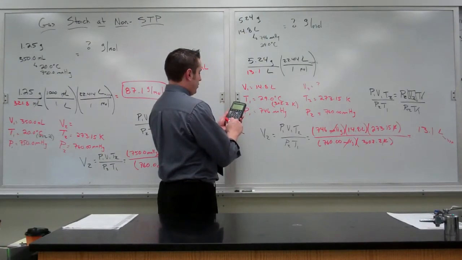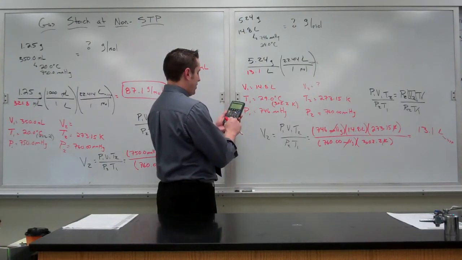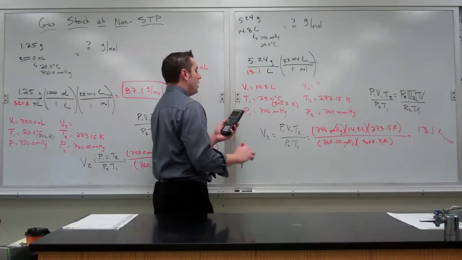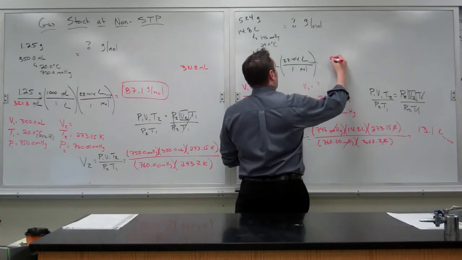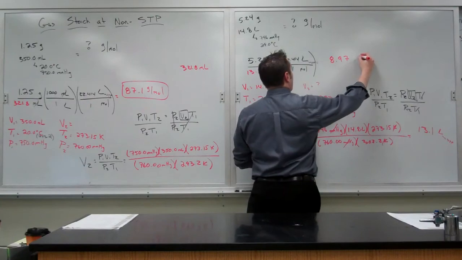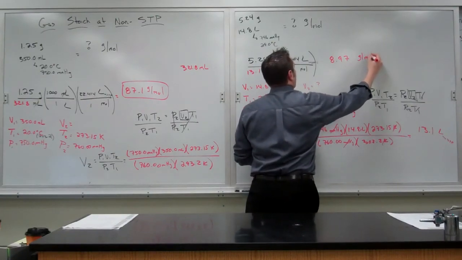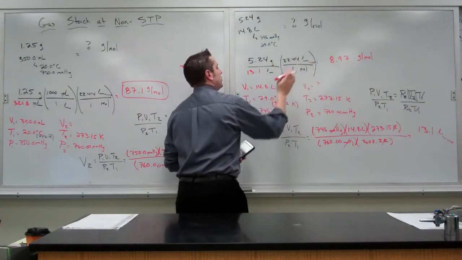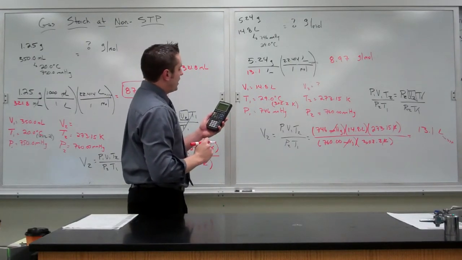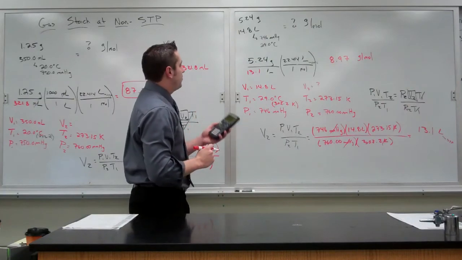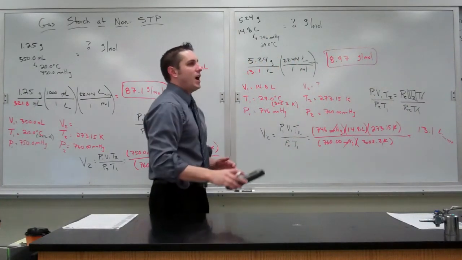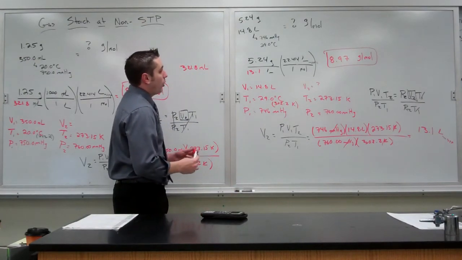Taking 5.24 divided by 13.1 times 22.414. The only unit that doesn't cancel are grams and moles. My calculator says 8.9756, but with only 3 sig figs, I have to call that 8.97 grams per mole.